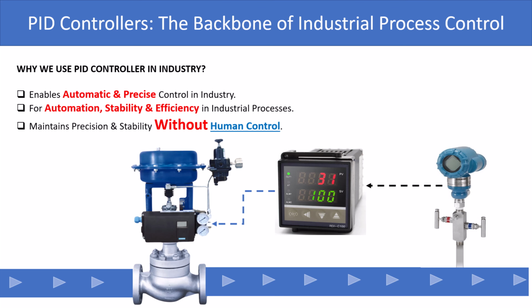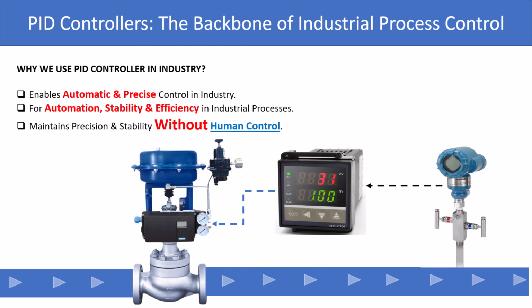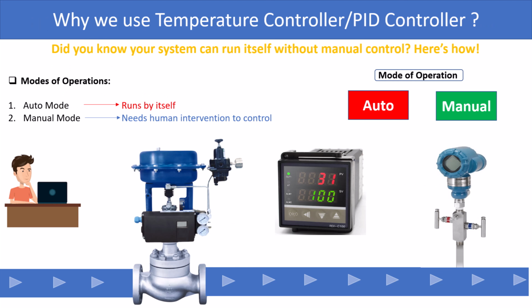PID controllers are the backbone of industrial process control, but why do we use them in industry? The answer is simple: automation, precision, and stability. These controllers ensure industrial processes run smoothly without constant human intervention. Whether it's maintaining temperature, pressure, flow, or level, PID controllers keep everything in balance, automatically adjusting to changes in real time.